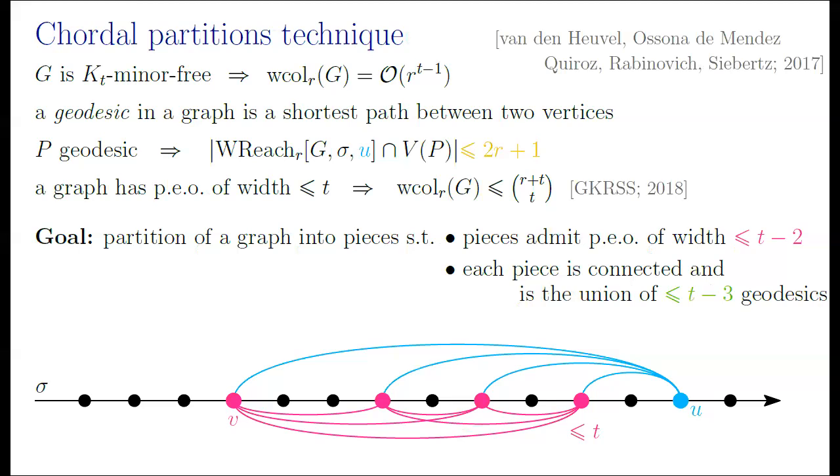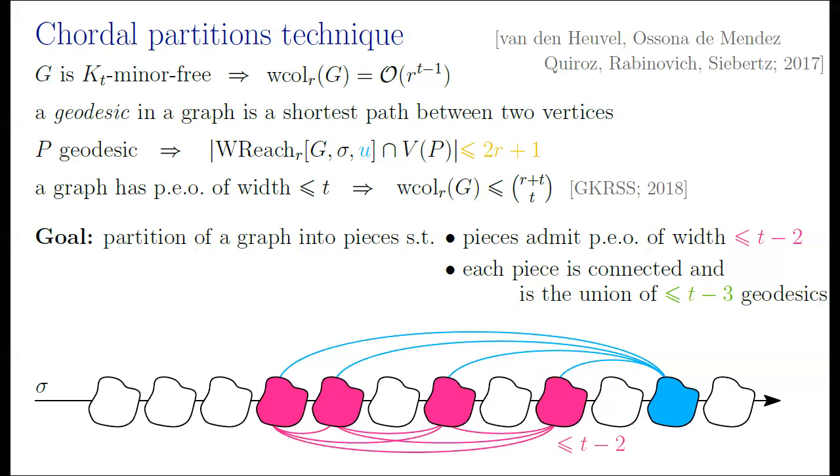But let me visualize the goal. Instead of vertices in this perfect elimination ordering, we put some pieces, some subgraphs. Still, we want to have this property about reaching stuff. Now instead of t, it should be t minus 2. And each of the pieces is just a union of some small number of geodesics.